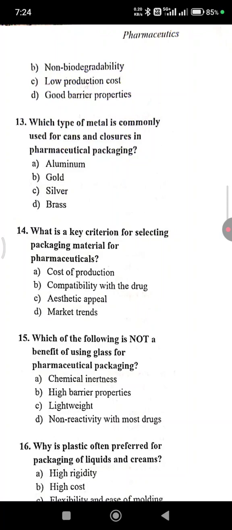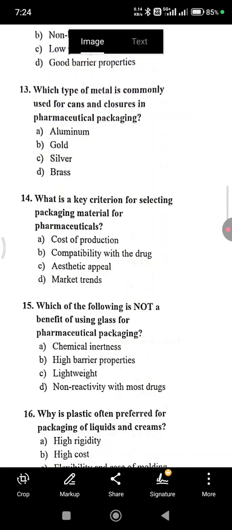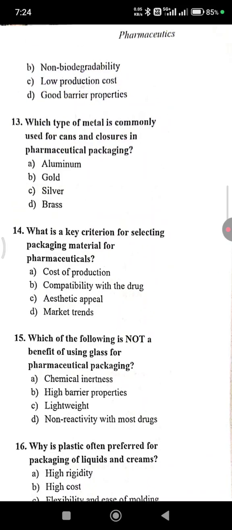Question 15. Which of the following is not a benefit of using glass for pharmaceutical packaging? That is option C, lightweight. Question number 16. Why is plastic often preferred for packaging of liquids and creams? That is option C, flexibility and ease of molding.